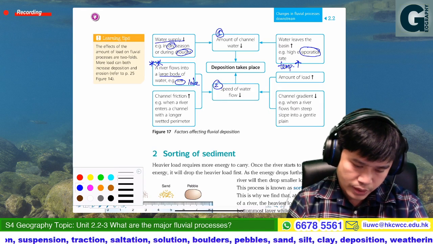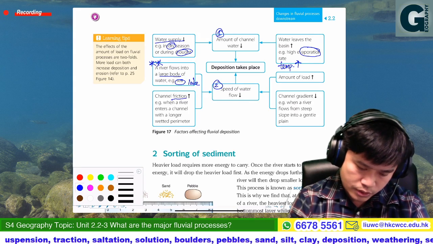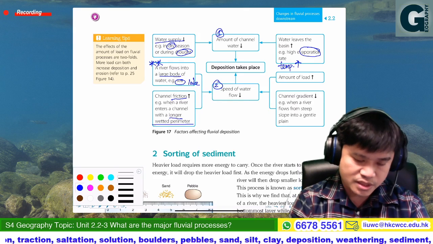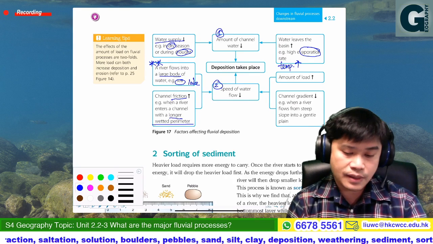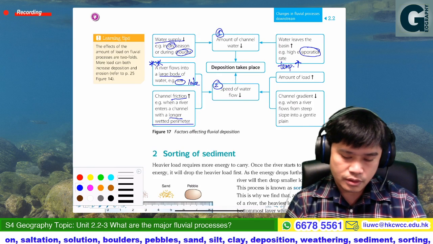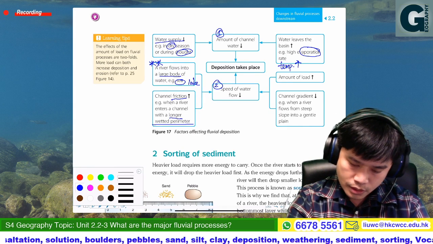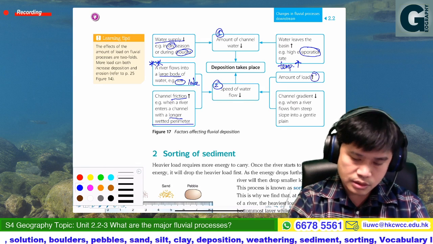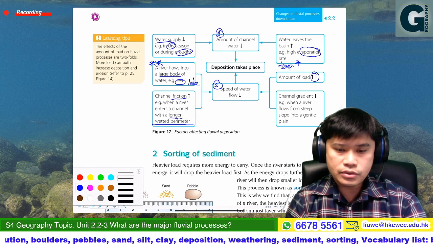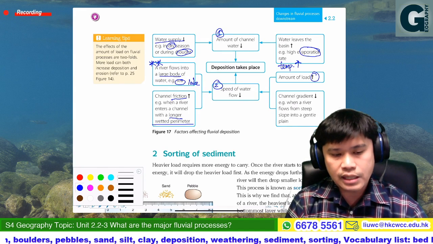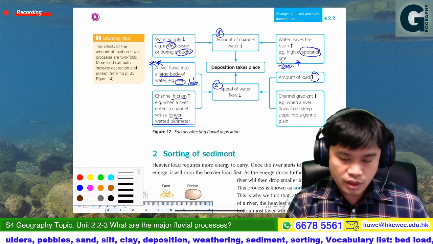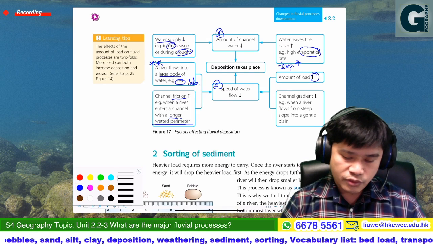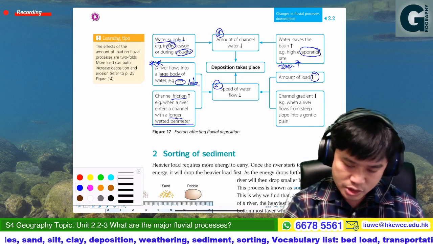And then the second one, when the channel friction increases, such as when a river enters a channel with a longer wetted perimeter. That is just the theory. Therefore, the speed of water flow may drop. And if the amount of load increases suddenly, due to some activities or other problems, the speed of the water flow may drop, which may lead to deposition as well.